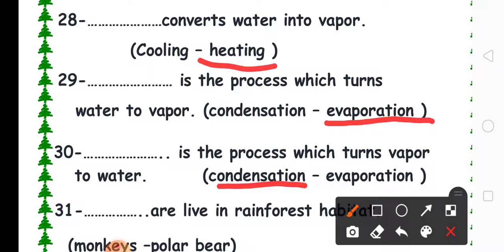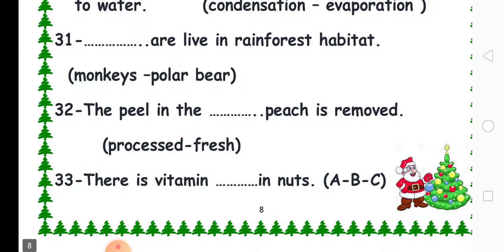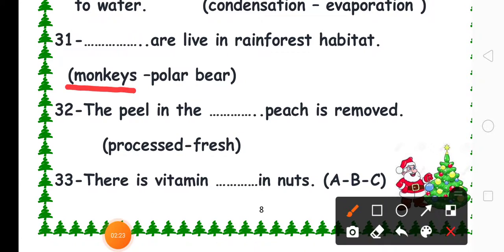After that, who lives in the rainforest habitat? Yes, monkeys, because polar bears live in the polar habitat, so monkeys live in the rainforest habitat.